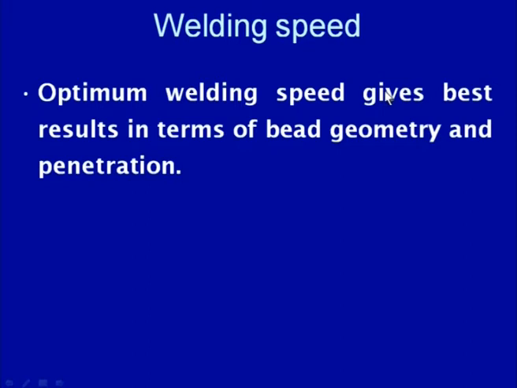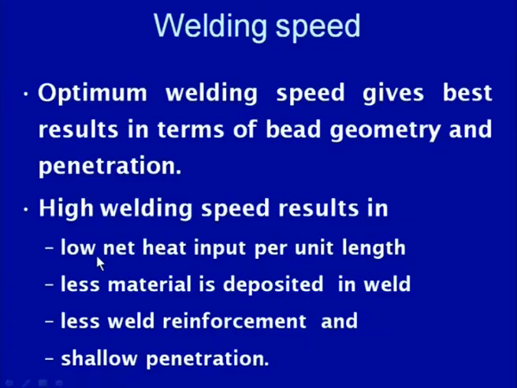The welding speed directly affects the heat input given per unit length of the weld during welding. It is not good to have either too high or too low a welding speed. An optimum speed gives the best results in terms of bead geometry and penetration for developing the weld joint, while too high a welding speed results in low net heat input per unit length. Less material is deposited in the weld bead, with less weld reinforcement and shallow penetration.